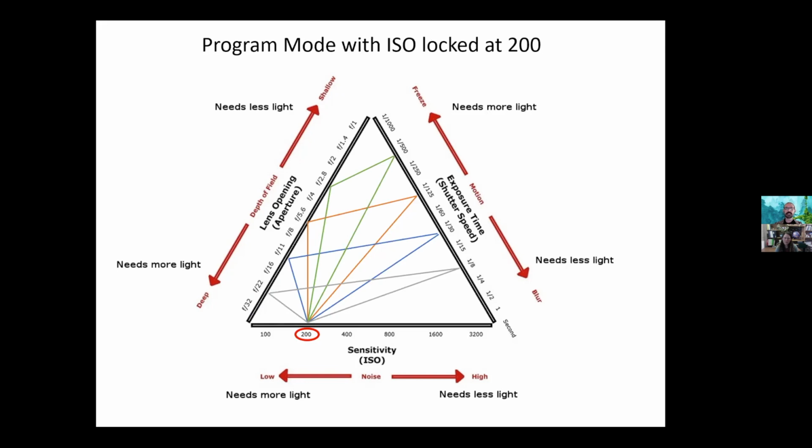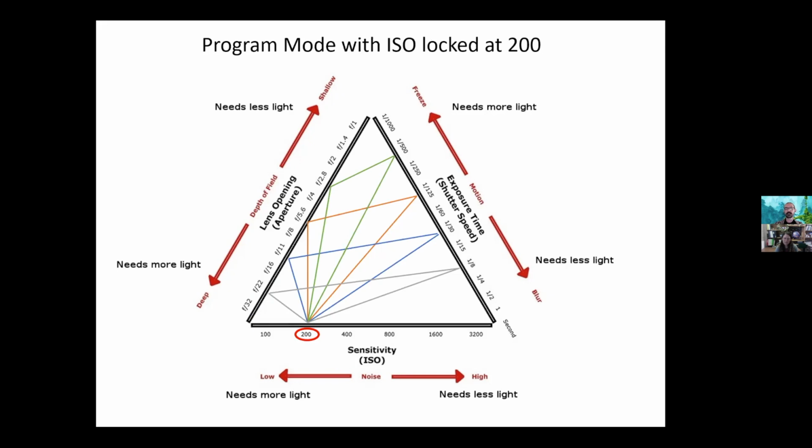Now, if we're going into a mode where we lock the ISO, we know we only want to have a 200 for our ISO. If you want to change either the aperture or shutter speed, you have to change the other one. Because there's less light or more light for each of these, you have to make up for that with the other one.